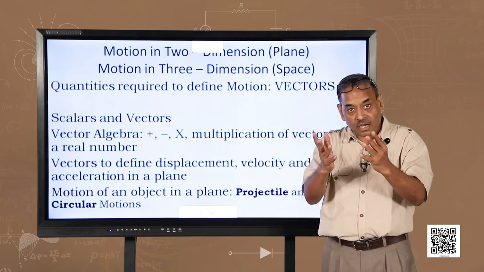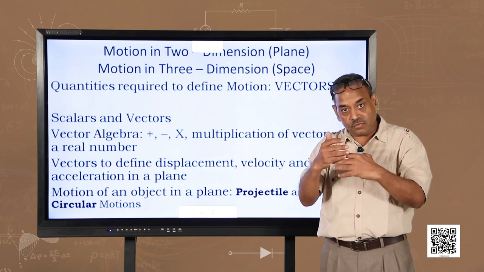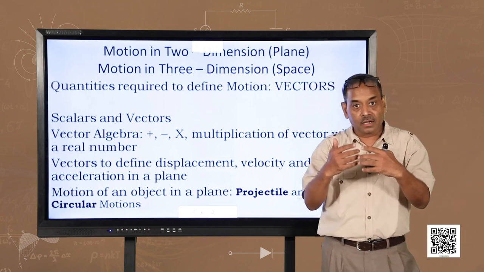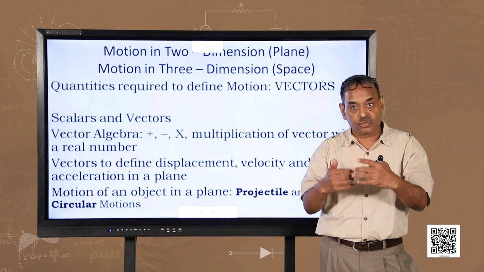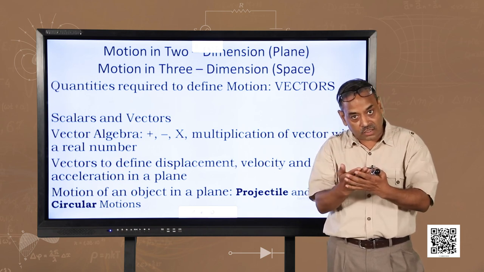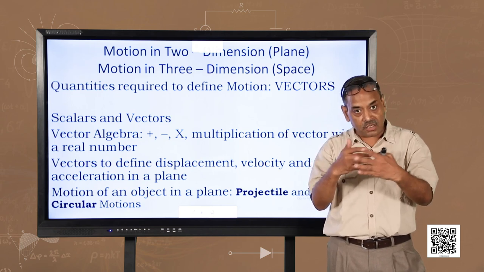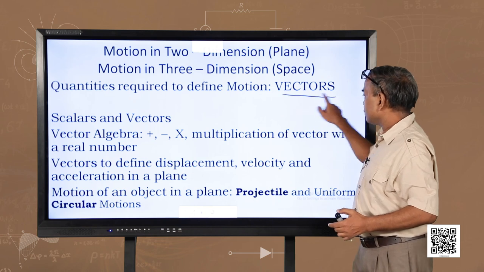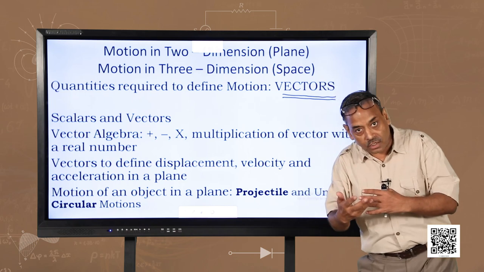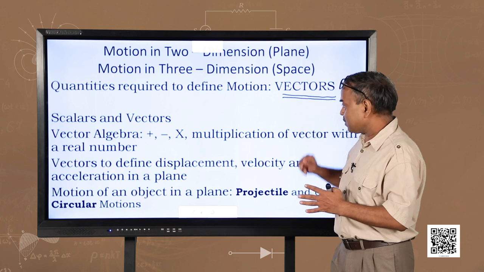So the scalars are not sufficient. The physical quantities which you will now require to explain the motion are different from what you had earlier in the case of motion in a straight line. Now you have to define physical quantities in some other terms which involve directions in them. These quantities are called vectors. So we have two kinds of physical quantities now, scalars and vectors. I will give more emphasis on vectors.